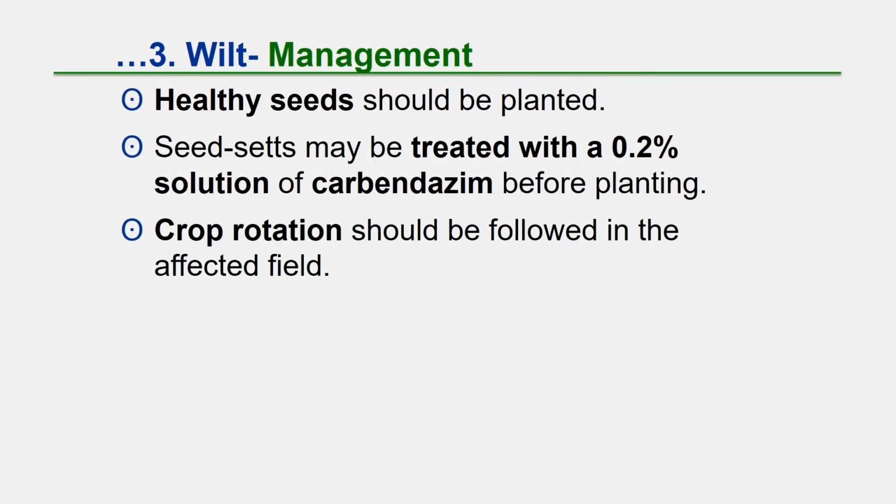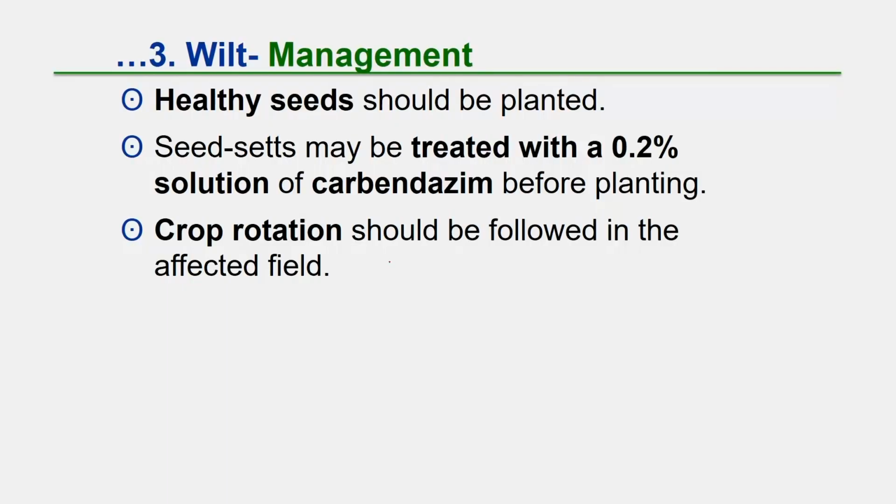Now, management of wilt: healthy seed should be planted, so it is better to go for seed treatment, and seed treatment can be done with 0.2% carbendazim. Take 2 gram carbendazim per liter of water, make the necessary solution as per requirement, and then put these sets, 3 budded sets or 2 budded sets, whatever you are using, for at least 15 minutes in this solution.